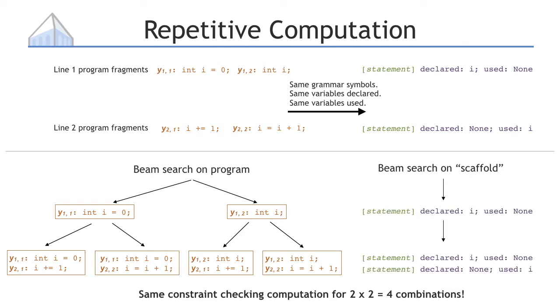Therefore, instead of directly verifying constraints on the program fragments, which is on the left, we actually want to abstract away the information needed to verify the constraints from each program fragment and check constraints only on those abstractions, which are on the right. We call those abstractions scaffold.